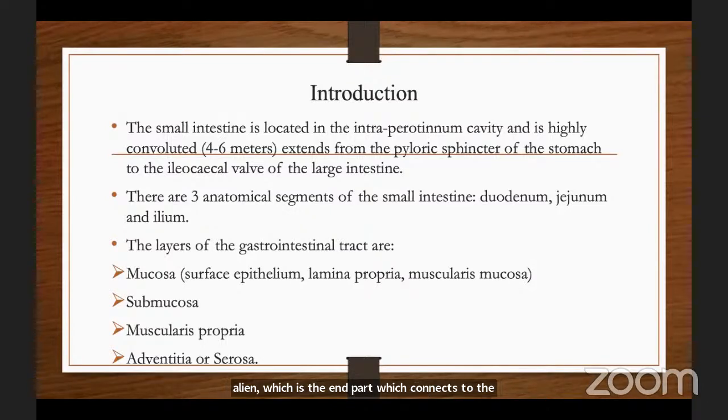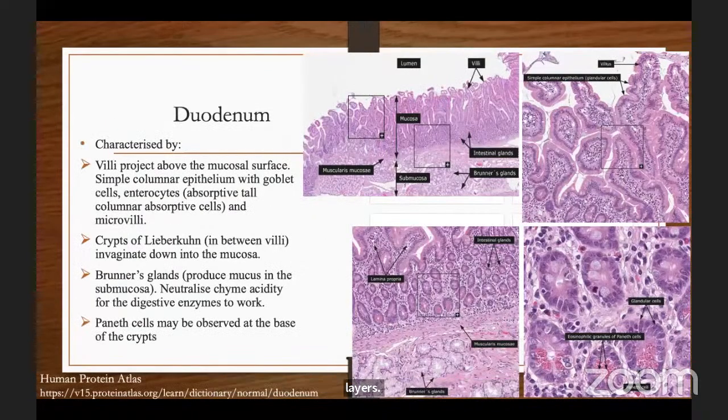There are four layers, and these layers are exactly the same, starting from the esophagus all the way to the colon. So all the digestive tract shares the same mucosa, submucosa, muscularis propria, and adventitia. I will not go into details for each of them, but remember that the whole gastrointestinal tract shares these layers. So the first segment is the duodenum.